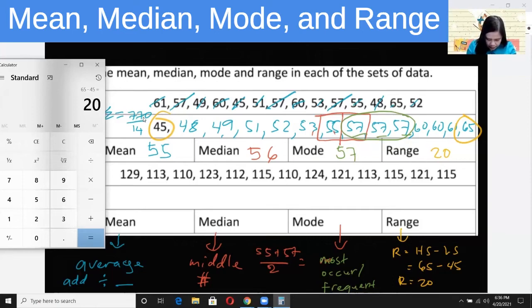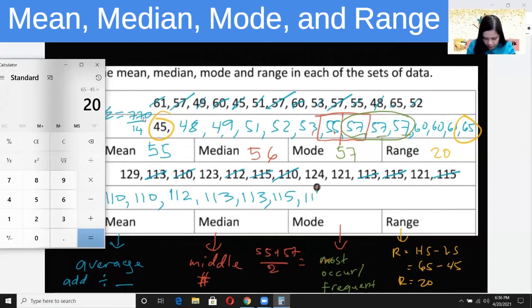The least one I can see is 110, and we have 110 twice. Then 112. After 112, we have 113, twice. And then we have 115, three times. After 115, we have 121, five times. After 121, we have 123, twice. After 123, we have 124, twice. And last but not the least, 129, twice. Let us count if we have the same number that we wrote in order as in the original set of data.